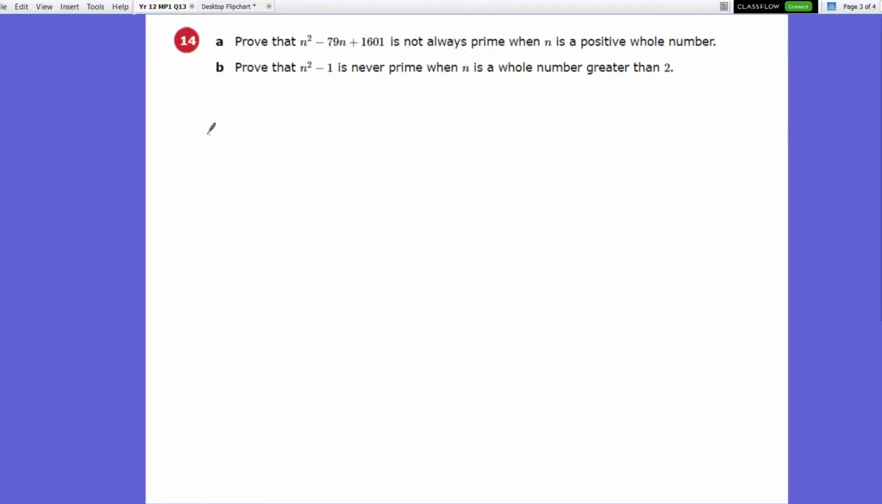So if we start and write n squared minus 79n, and then if we factorize that, take the n out, that will be n minus 79. So we can find several values of n which are going to be a multiple when I add it onto there.